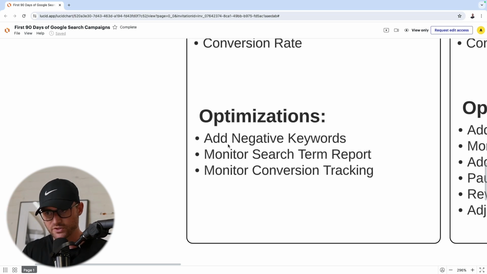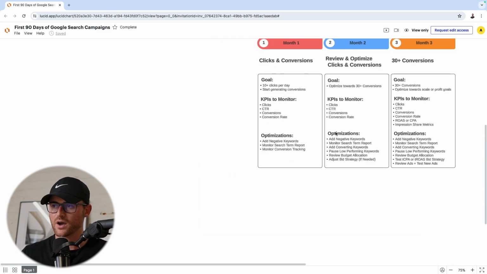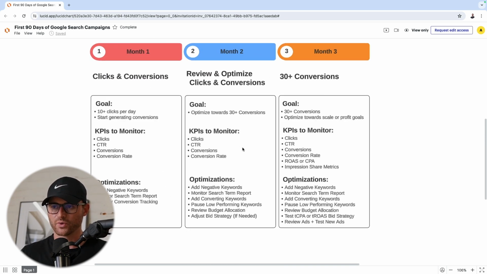In the beginning, you're just there, like, I've got a sound structure built on a campaign. I just need to start getting some data. So less is more in the beginning, and really the main optimization you should be making is just adding negative keywords. So reviewing the search term report, I have that as the optimization, monitor the search term report, add negative keywords. Then monitor your conversion tracking, especially if you're a brand new account that hasn't generated conversions before.